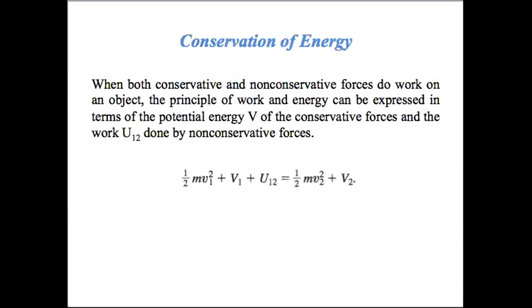When both conservative and non-conservative forces do work on an object, the principle of work and energy can be expressed in terms of the potential energy of the conservative forces and the work done by the non-conservative forces. For potential energy, we use V, and for the work of non-conservative forces, we use U. Let's look at some examples.